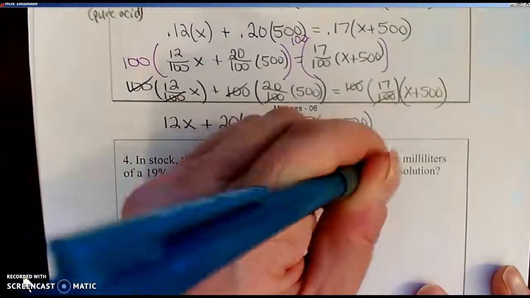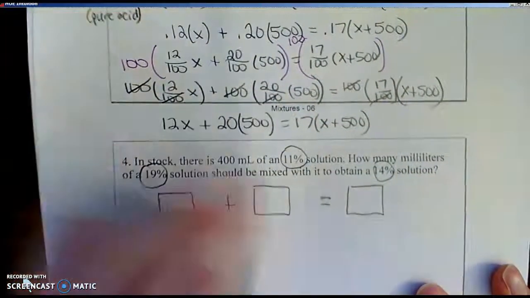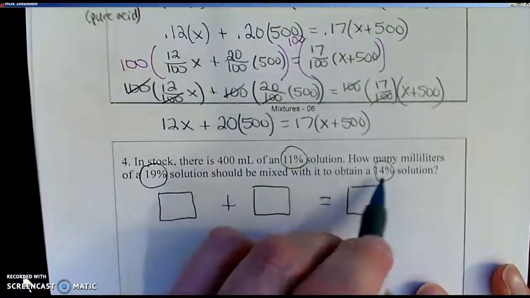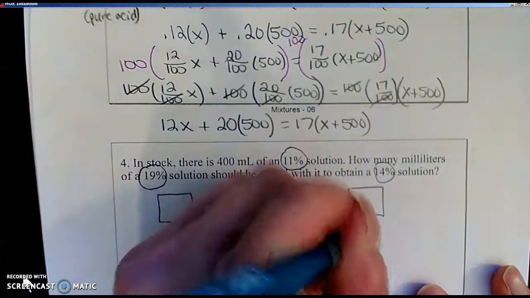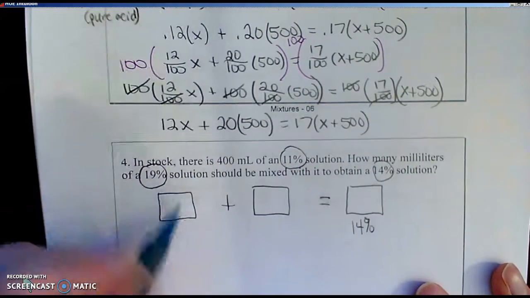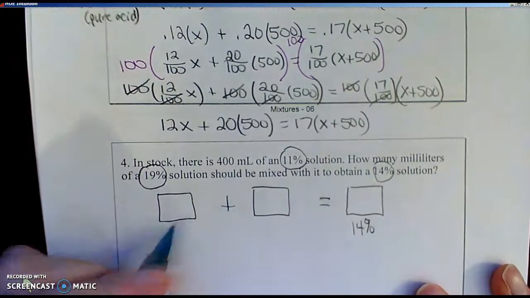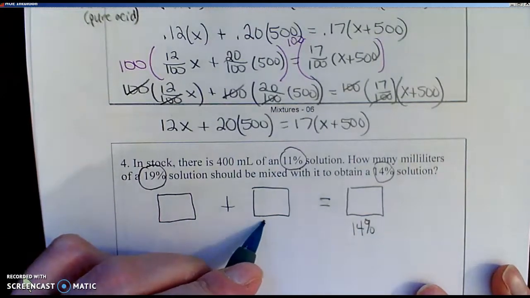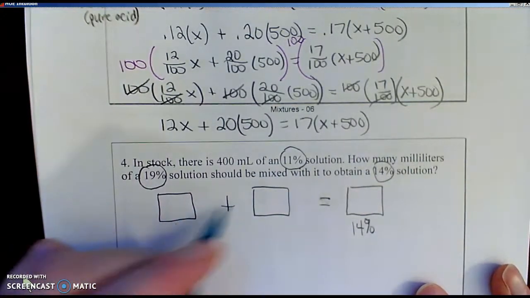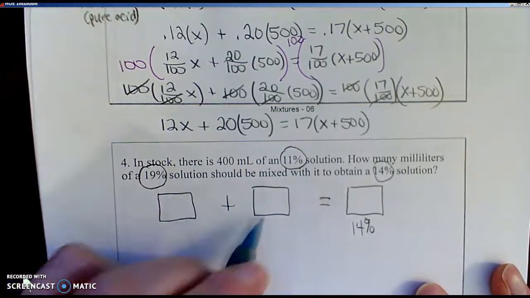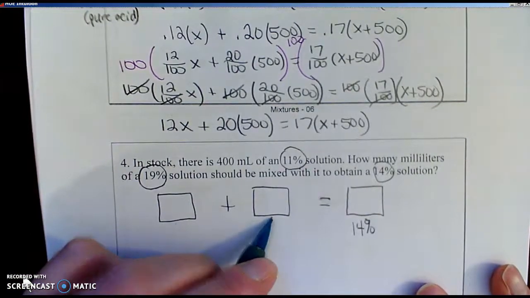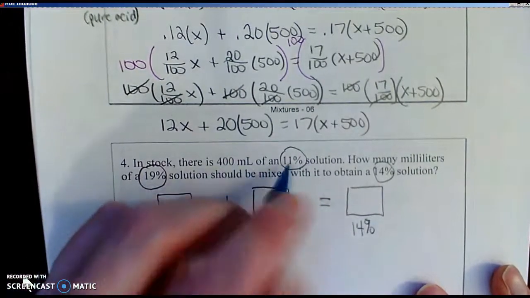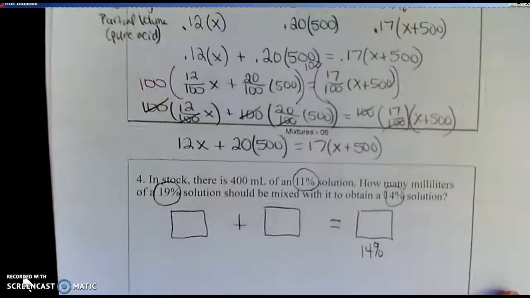So let's look at those percentages. We've got 11, 19, and 14. The one in the middle is the 14%, so that one can go here. The other ones, you can put 11% here and 19% here, and mathematically, because addition goes both ways, you can put 19% here and 11% here. It doesn't matter which way you do it. I'm going to be less confused if I do it in the order that it appears in the problem.